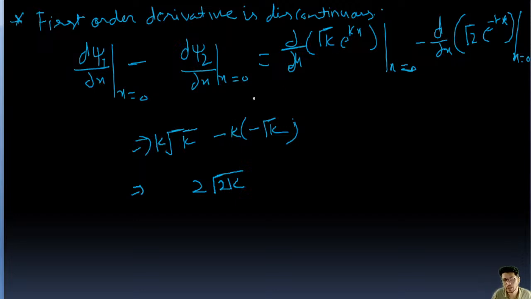So root k times k will remain the same, with e to the power iota kx minus e to the power minus iota kx, and when we put x equal to 0, e to the power 0 and e to the power 0 is going to be 1. So this value is going to be 2 root 2k. This is the discontinuity, guys, this much discontinuity is there. So the first derivative is discontinuous. Now we'll solve it further.